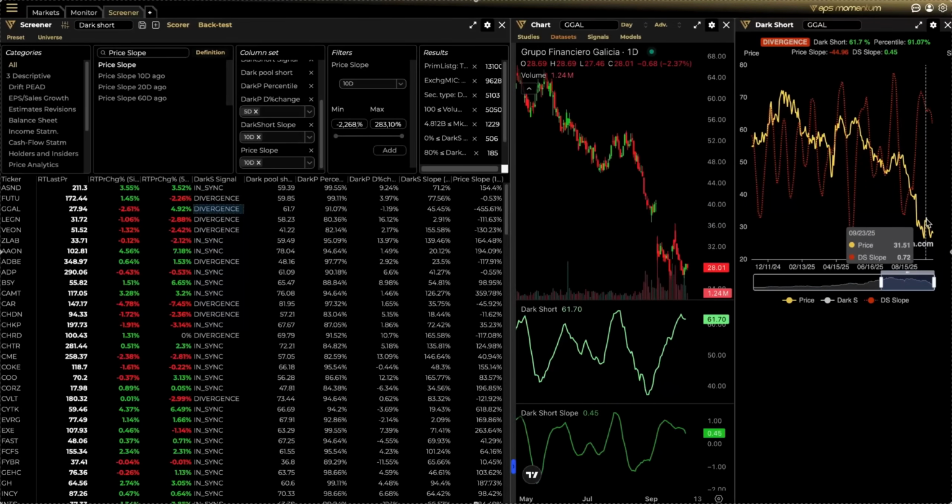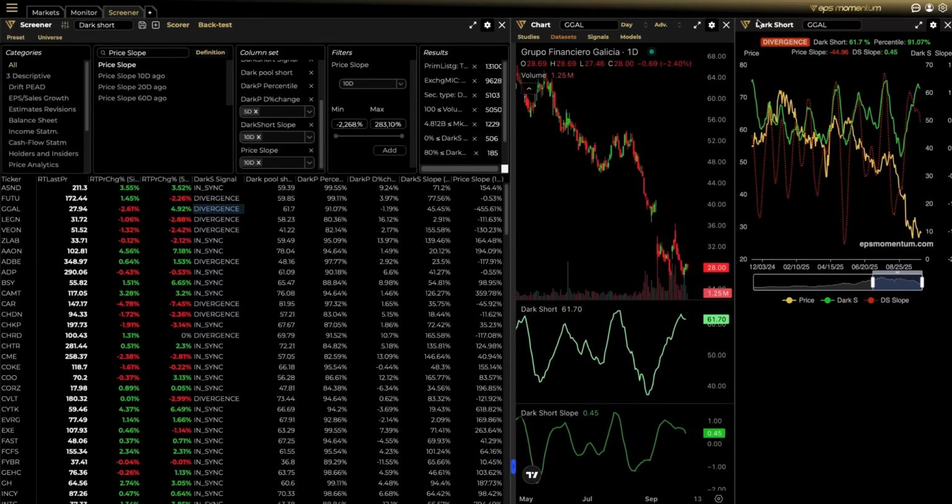Here we can observe a divergence. The price slope is trending downward while the dark short slope is trending upward, indicating a potential reversal opportunity. So the benefit is that this lets you see what institutional investors are doing and anticipate market moves.